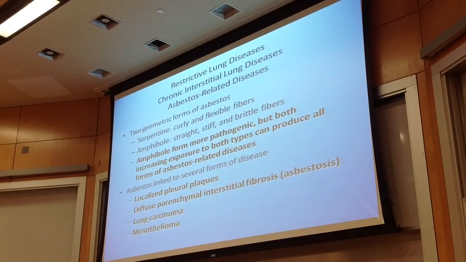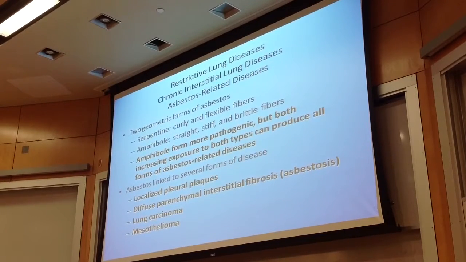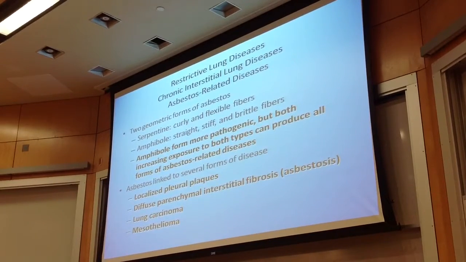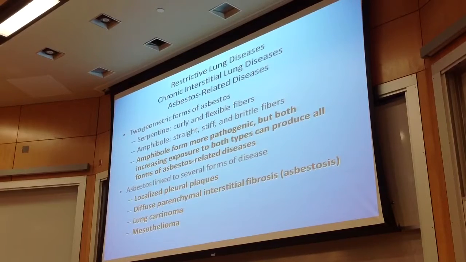And asbestos. So, the worst form is the amphibole. This is the straight, stiff, brittle form. So basically these can line up with the airway and go way down deep into the airway. But both of them can cause pathogenesis. So both of them can cause any of the diseases. The stiff is just the worst.